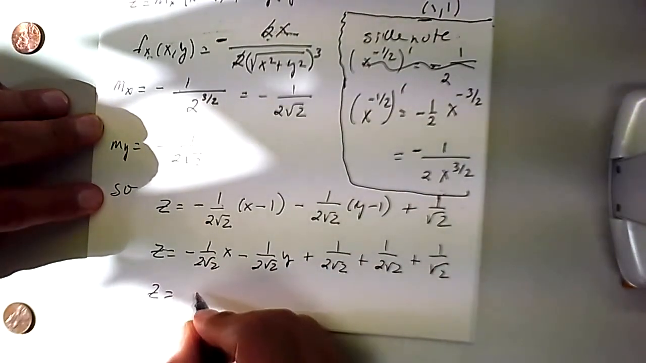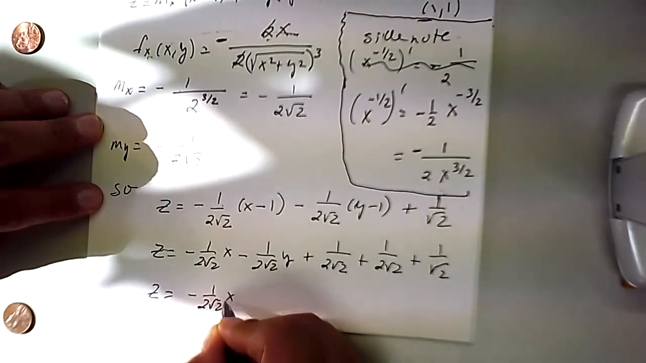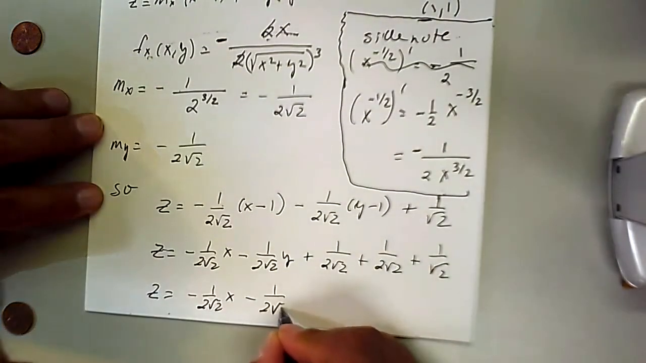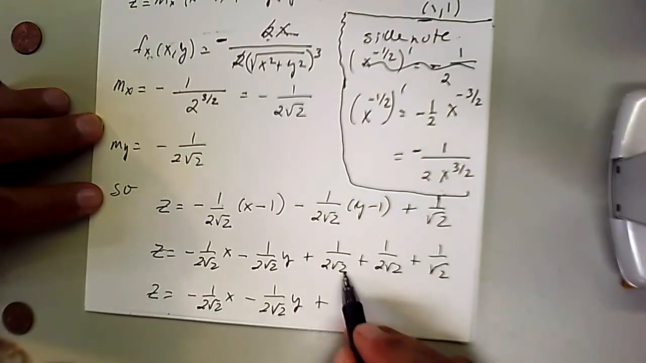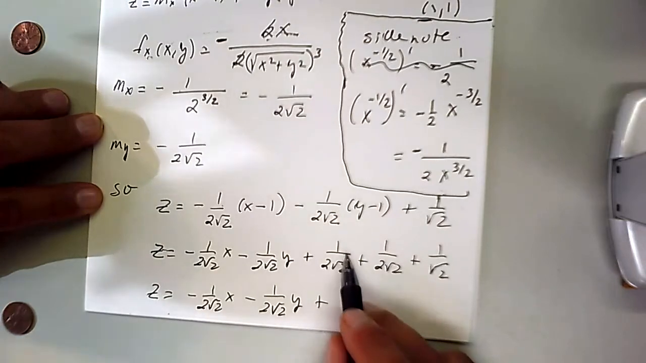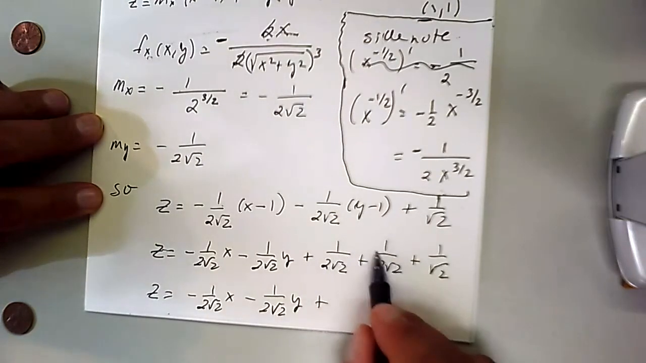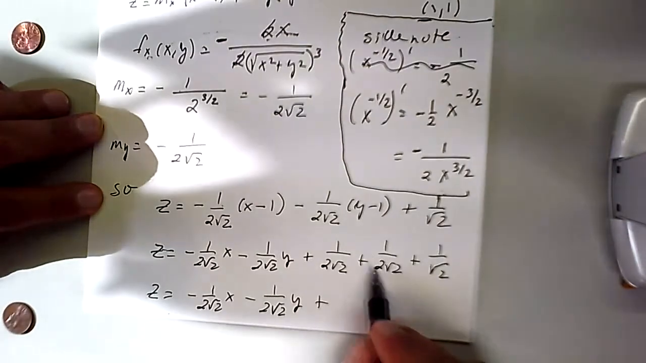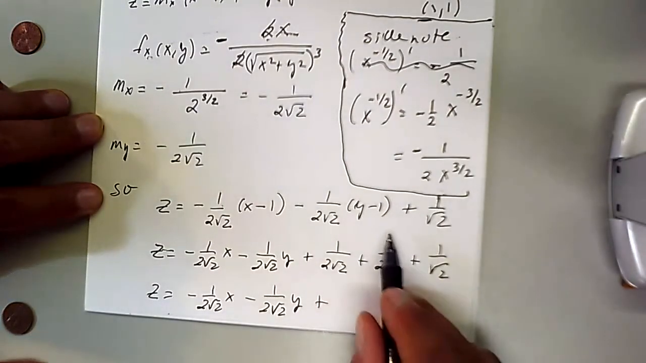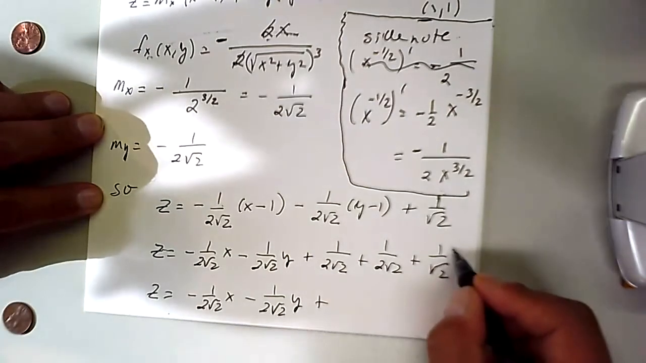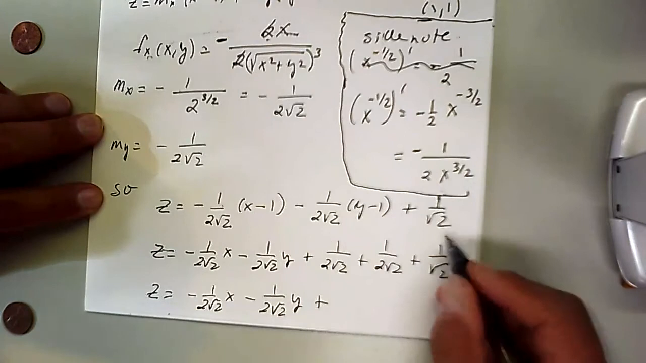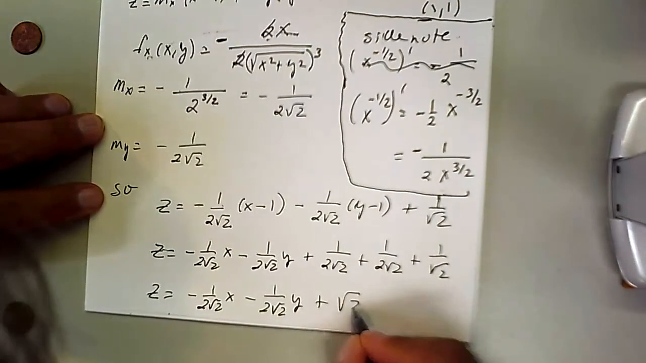So z is equal to negative 1 over 2 square root of 2 x minus 1 over 2 square root of 2 y plus, if we add those together, we end up with 1 over the square root of 2, because each one of those is half of 1 over the square root of 2. So again, this plus that is 2, over 2 square root of 2. So the 2's simplify and we end up with 1 over the square root of 2 plus another 1 over the square root of 2. So we end up with 2 over the square root of 2. But 2 over the square root of 2 simplifies as the square root of 2.